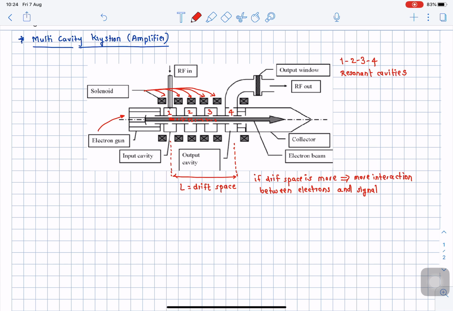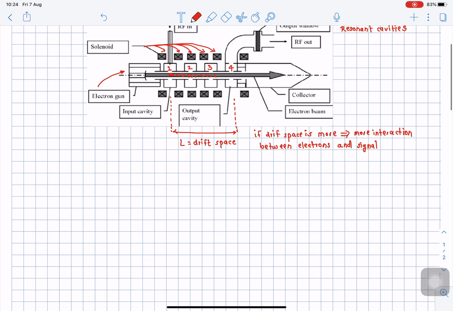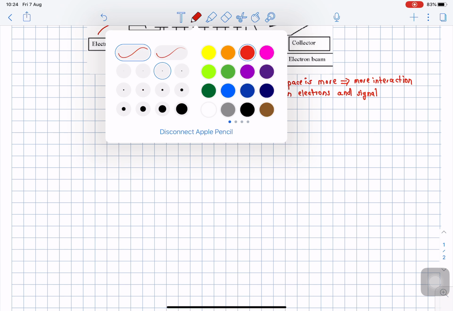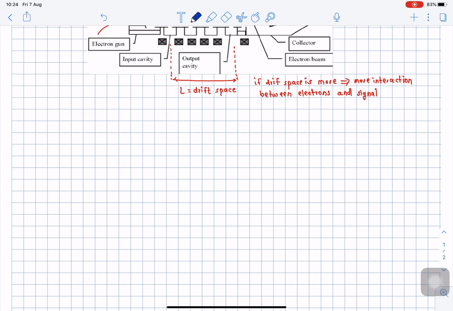Okay. So we will go ahead and let us start inspecting the next linear beam tube, that is the reflex klystron. So now we will start with the reflex klystron theory. Reflex klystron is essentially used as an oscillator. Reflex klystron is a tube. Okay. It is basically used as an oscillator circuit.